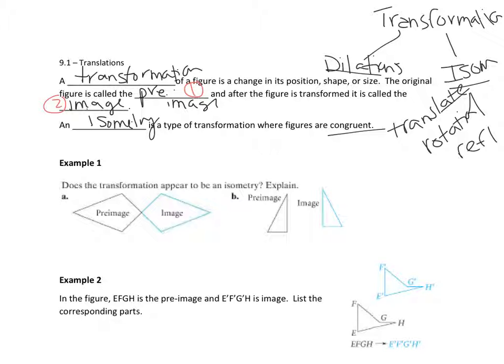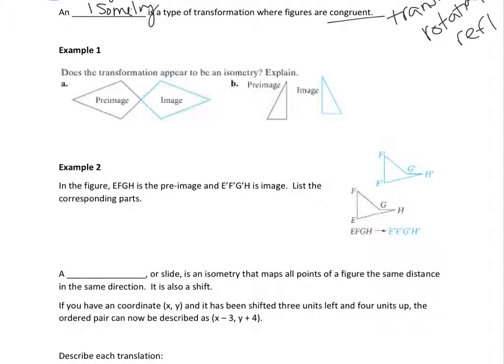So today we're going to talk about translation. Example 1: does this transformation appear to be an isometry? So are they congruent? I would say yes, these two are congruent. And then I think that these two are congruent too. They look like the same shape, same size.